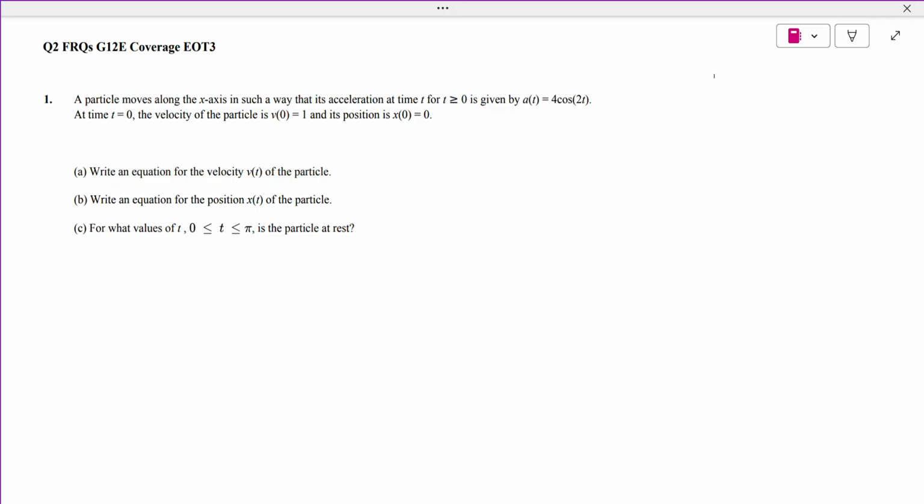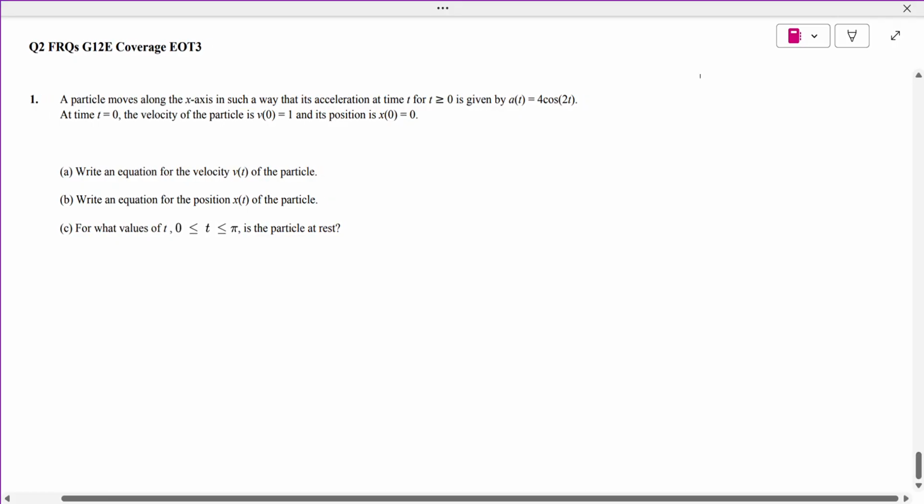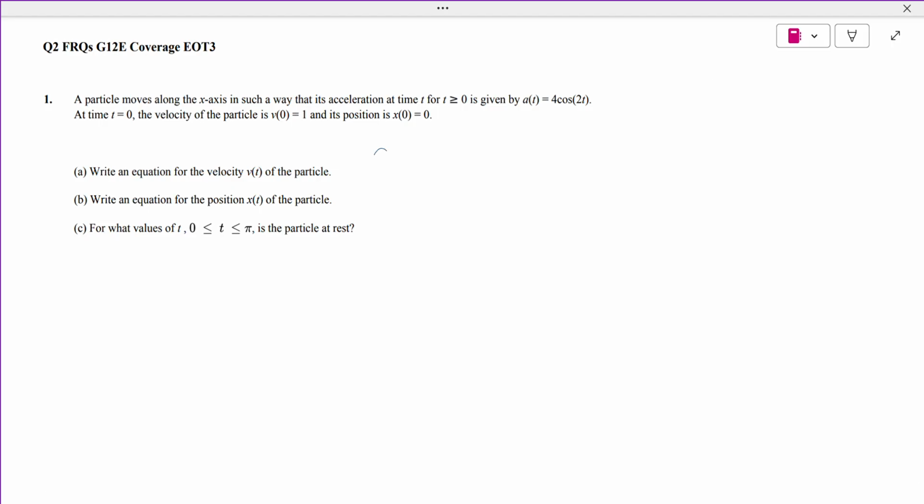Part A, write an equation for the velocity of the particle. We are given the acceleration. We have to find what? We have to find the velocity. So to find the velocity of the particle, you must integrate the acceleration function, dt, right? So v of t will equal the integral of 4 cos of 2t dt, right?